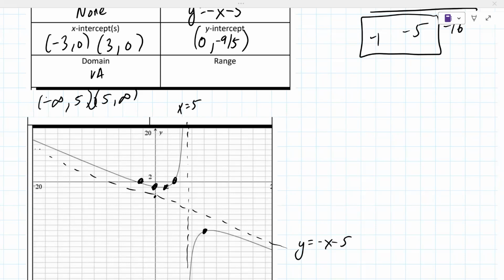All right, I got negative infinity to 5 union 5 to infinity for the domain, and then for the range I got negative infinity to 18 union negative 2 to infinity. Okay. All right. Let's look at the next one.